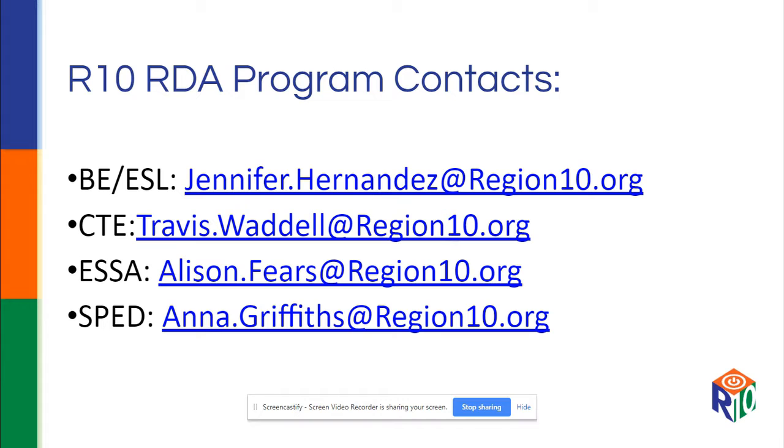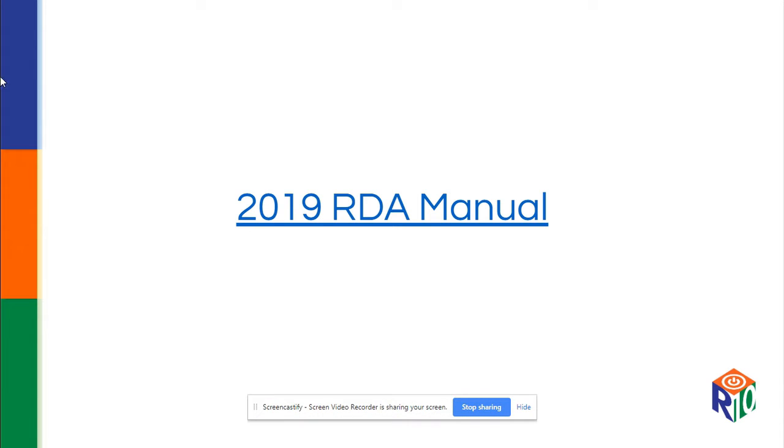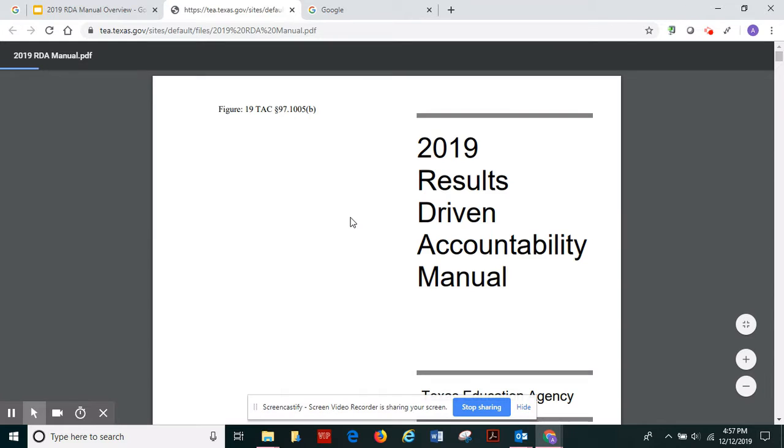So let's go ahead and pull up the RDA manual. Although RDA has been rebranded this year and there have been changes, a lot of what we see remains unchanged, especially in regard to the formatting of the manual. So if you are familiar with past manuals, you should be able to easily find the information that you are looking for. So let's begin our walkthrough.